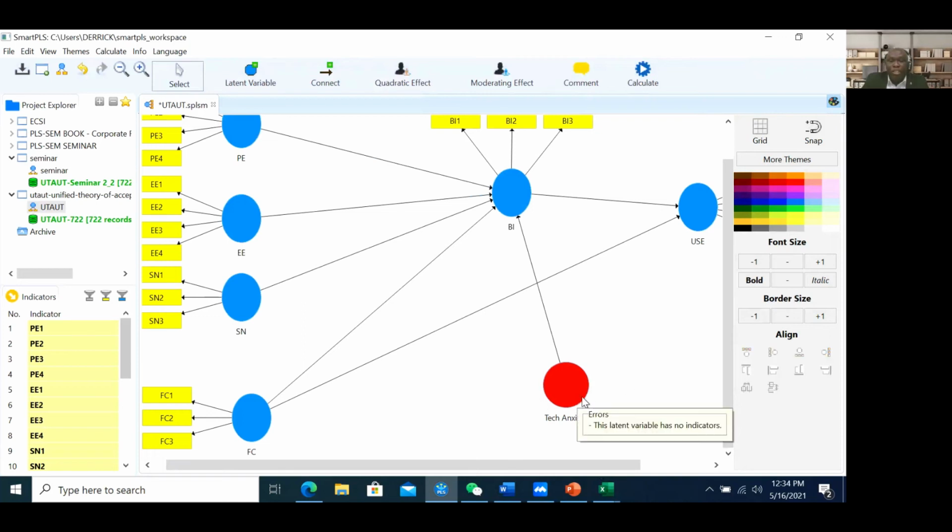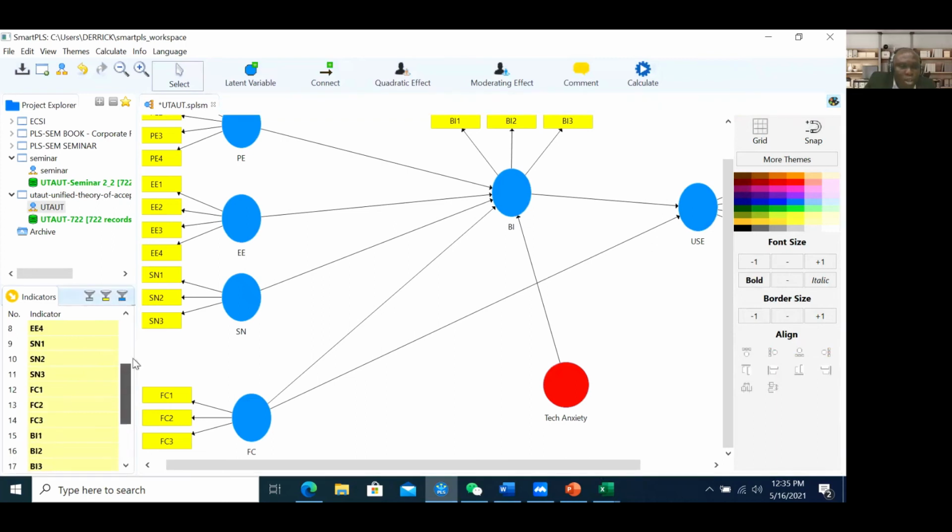Technology anxiety moderates the relationship between BI and use. Okay, that is the hypothesis we are positing. And have that new variable. So we're gonna imagine that P1, P2, P3, P4 are values for technology anxiety.